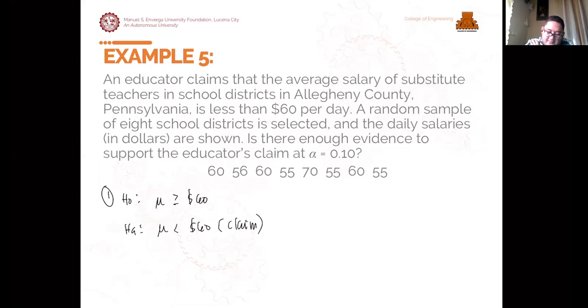A random sample of 8 schools is selected. Ito yung n natin. And the daily salaries are shown. Is there enough evidence to support the claim? Alpha is 0.1. So, yung degrees of freedom natin is n minus 1. So, 8 minus 1 is equal to 7. Less than tayo sa alternative natin, so ibig sabihin 1-tailed left tayo, no?